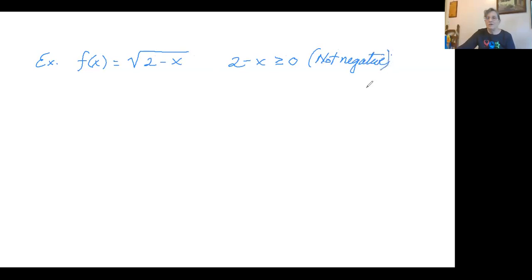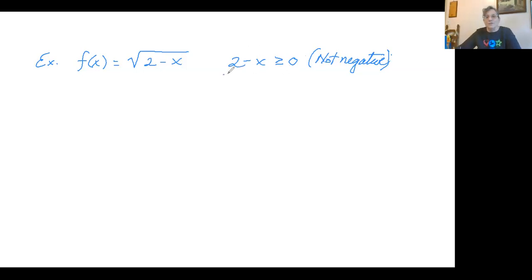There's actually 3 possibilities. It can be positive, which would be greater than 0. It can be negative, which is less than 0, or it could be 0, which is equal to 0. 0 is not considered positive or negative. So if we say 2 minus x has to be greater than or equal to 0, that's saying it's not negative.